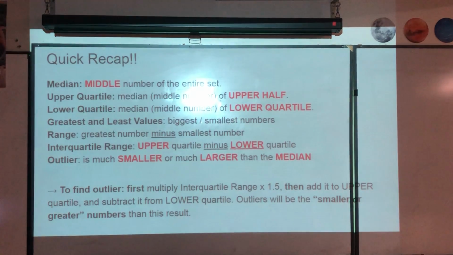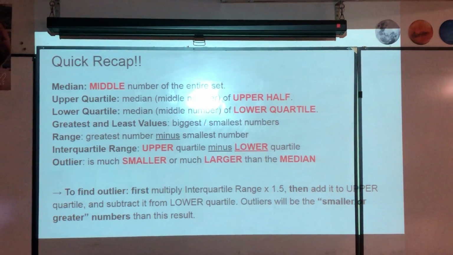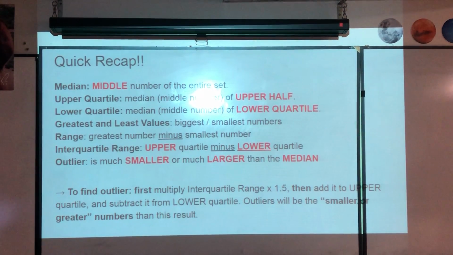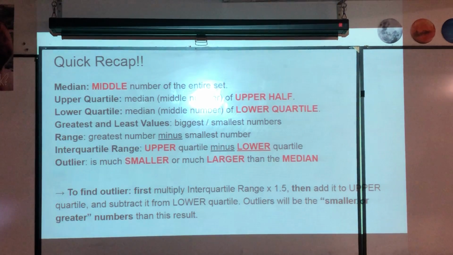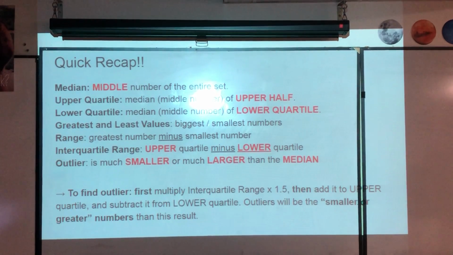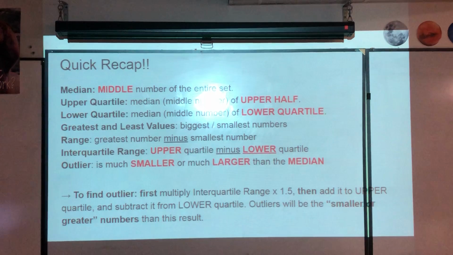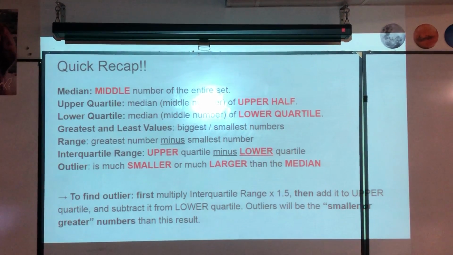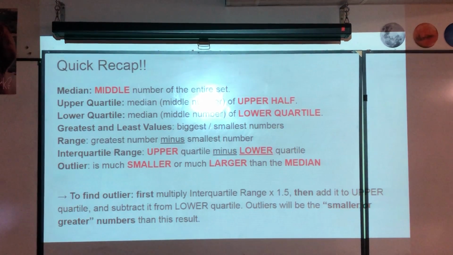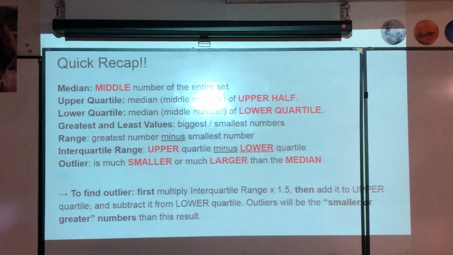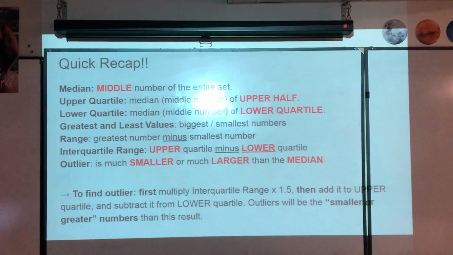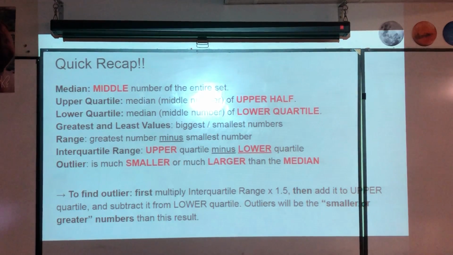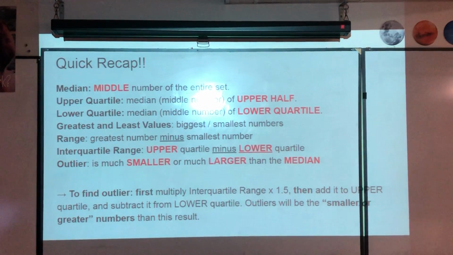So a quick recap. Median. Median is the middle number of an entire set. Every time we have a set of numbers, median is the number that's going to be right in the middle of the set. The upper quartile is the median or the middle number of the upper half. The lower quartile is the median or the middle number of the lower half. The greatest and the least values are the biggest and the smallest numbers in our set.